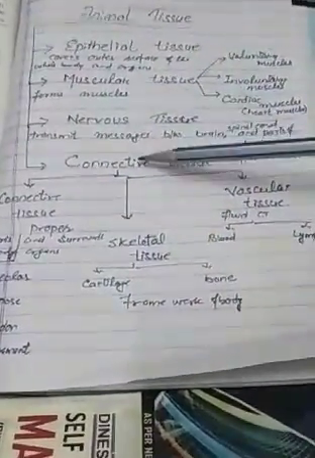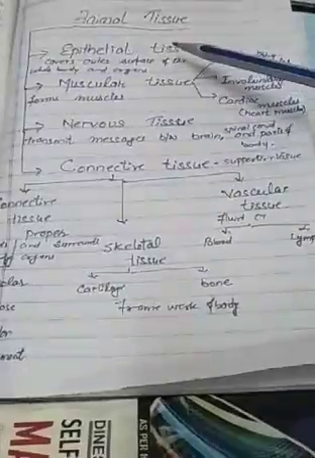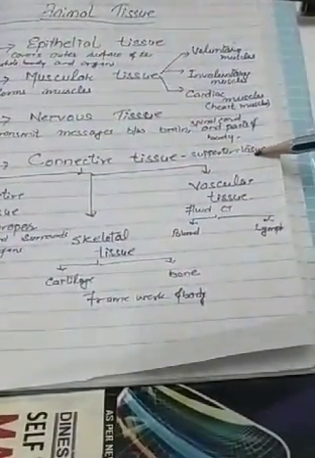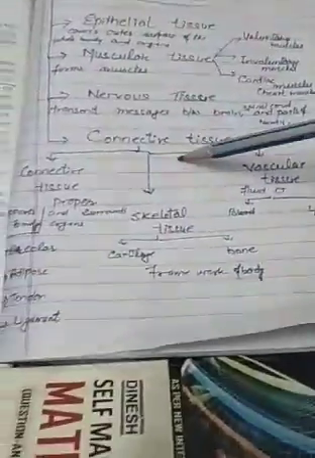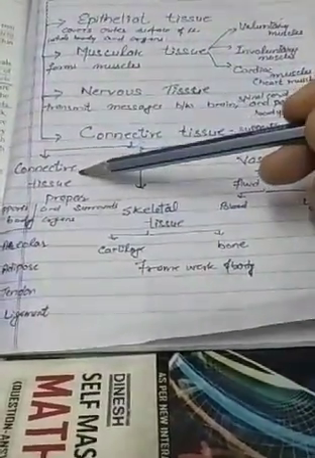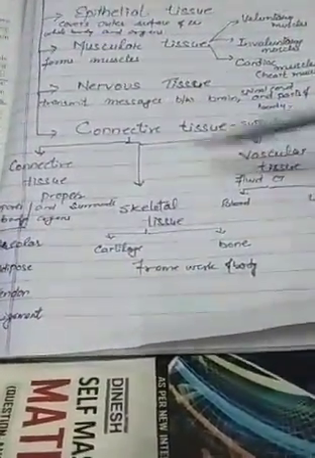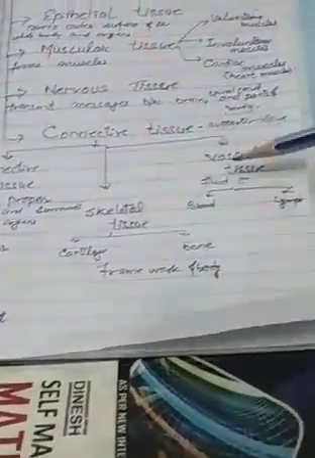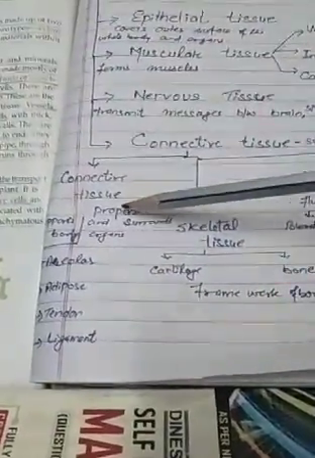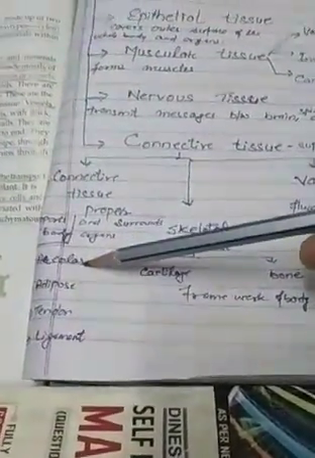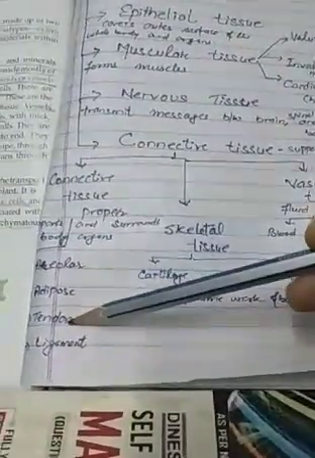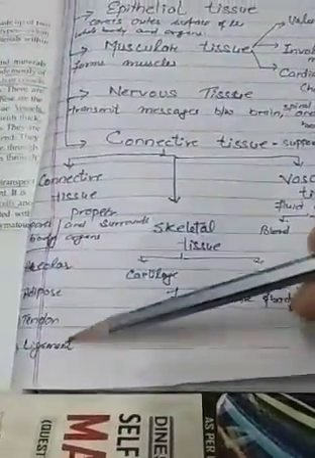Fourth type of animal tissue is connective tissue, and it is also known as supportive tissue. Connective tissue is further divided into three types, that is connective tissue proper, skeletal tissue, and vascular tissue. Connective tissue proper is further of four types, that is areolar tissue, adipose tissue, tendon, and ligament.